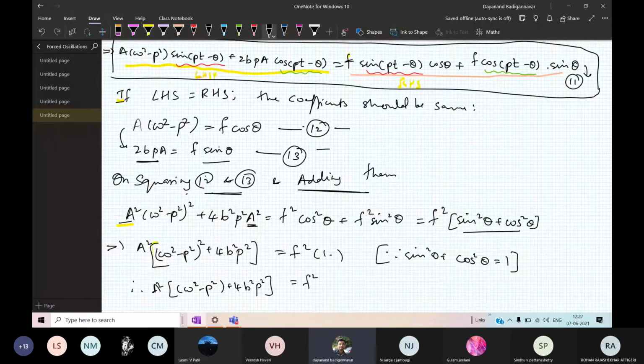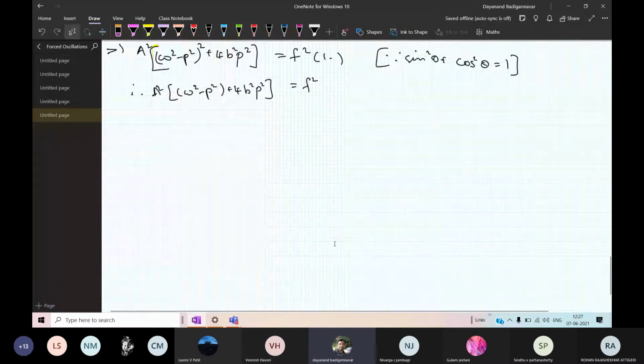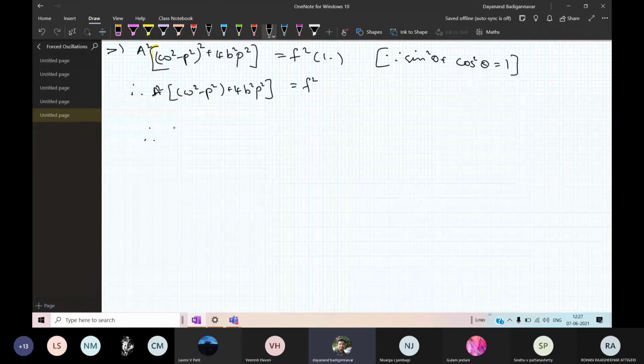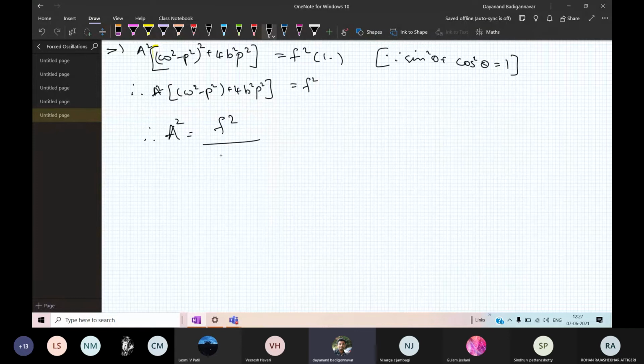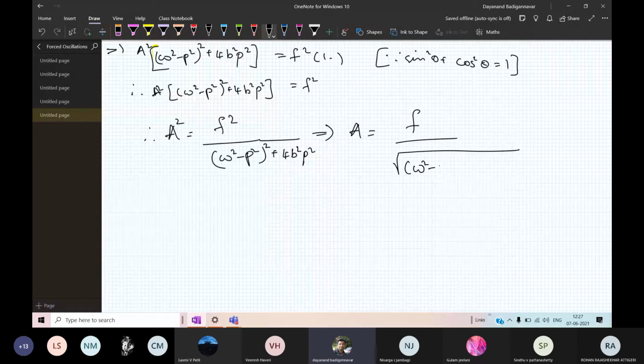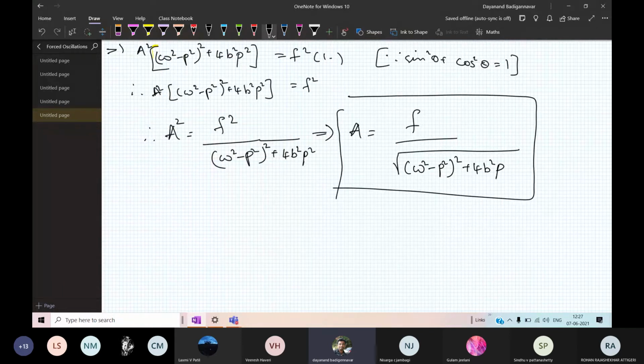Now you rearrange it for A square. So therefore, amplitude A square is equal to F square divided by omega square minus p square whole square plus 4 b square into p square. Now I want A, so therefore A is equal to the root of this value. Root of F square is F, and the root of the denominator is root of omega square minus p square whole square plus 4 b square p square. This is nothing but the amplitude that we are interested in.